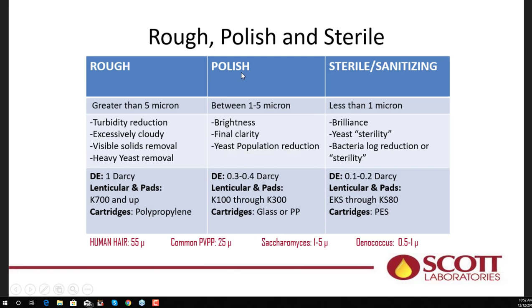Just generally speaking, some filtration terminology: you have rough, polish, and sterile or sanitizing. With rough, it's greater than 5 micron. This is your K700s, K900s, maybe a DE filtration. Polish filter, this is when you really start getting that final clarity and brightness where the wine sparkles. And then below 1 micron is where you actually start pulling out microorganisms.